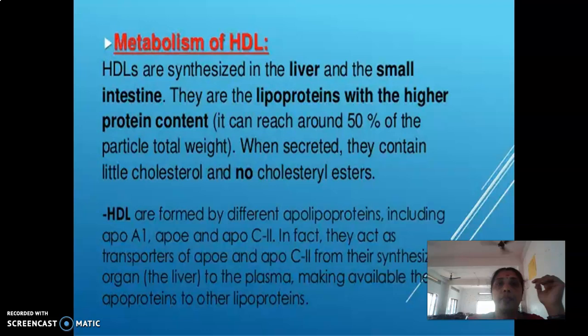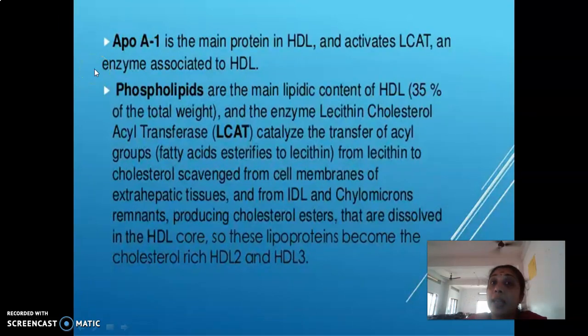They will be having higher protein content, but when immediately secreted from the liver and the intestine, they are known as nascent HDL. They will be having no cholesterol or cholesterol esters. They will be having cholesterol and cholesterol esters only when they reach the peripheral tissues. They have the apoproteins ApoA1, ApoE, and ApoC, right? And these carry out very important functions, while ApoA1 has the major role, that is they activate the LCAT, and hence they act as anti-atherogenic in nature.